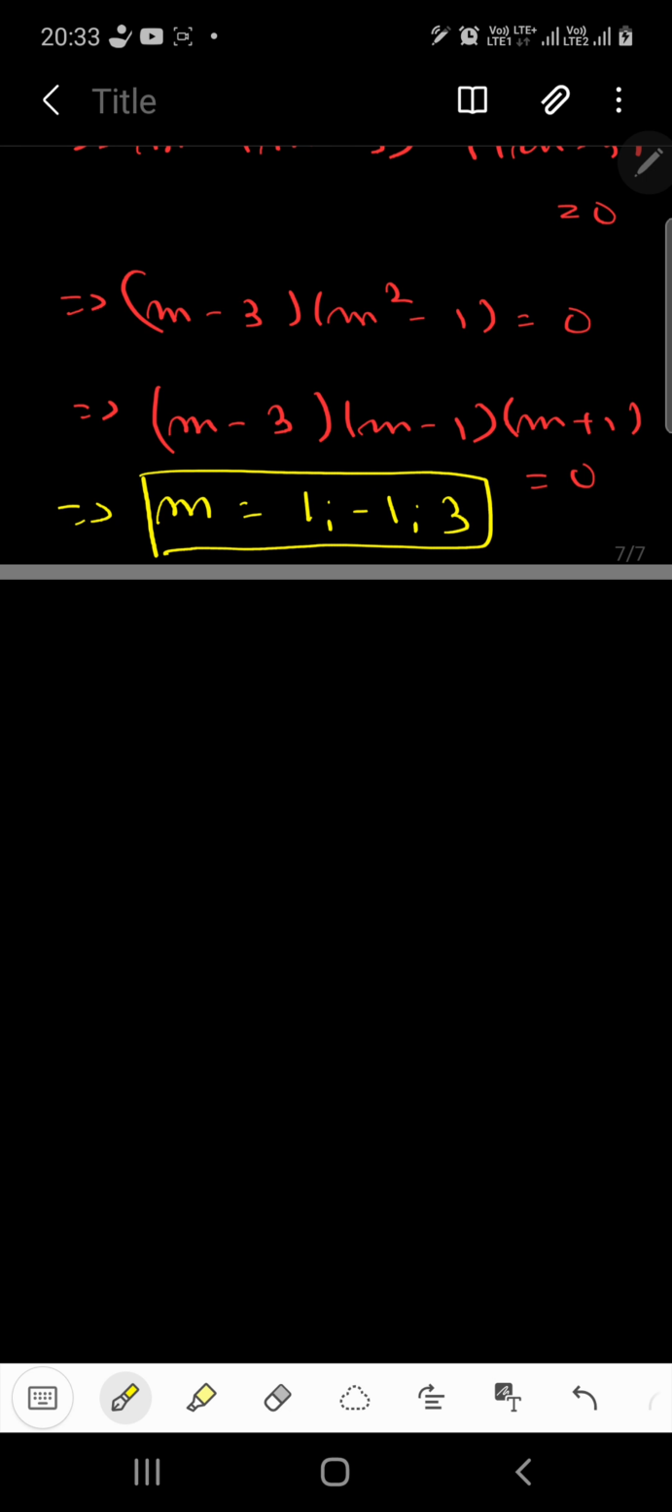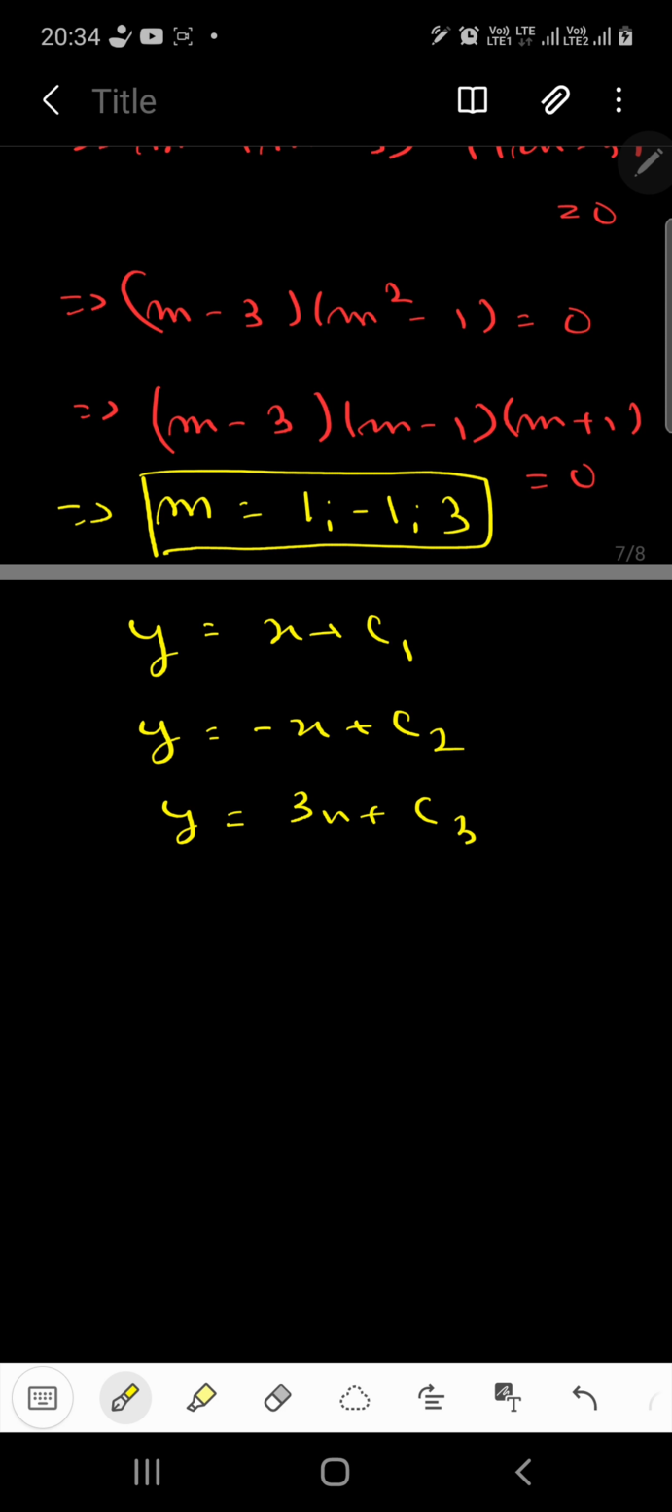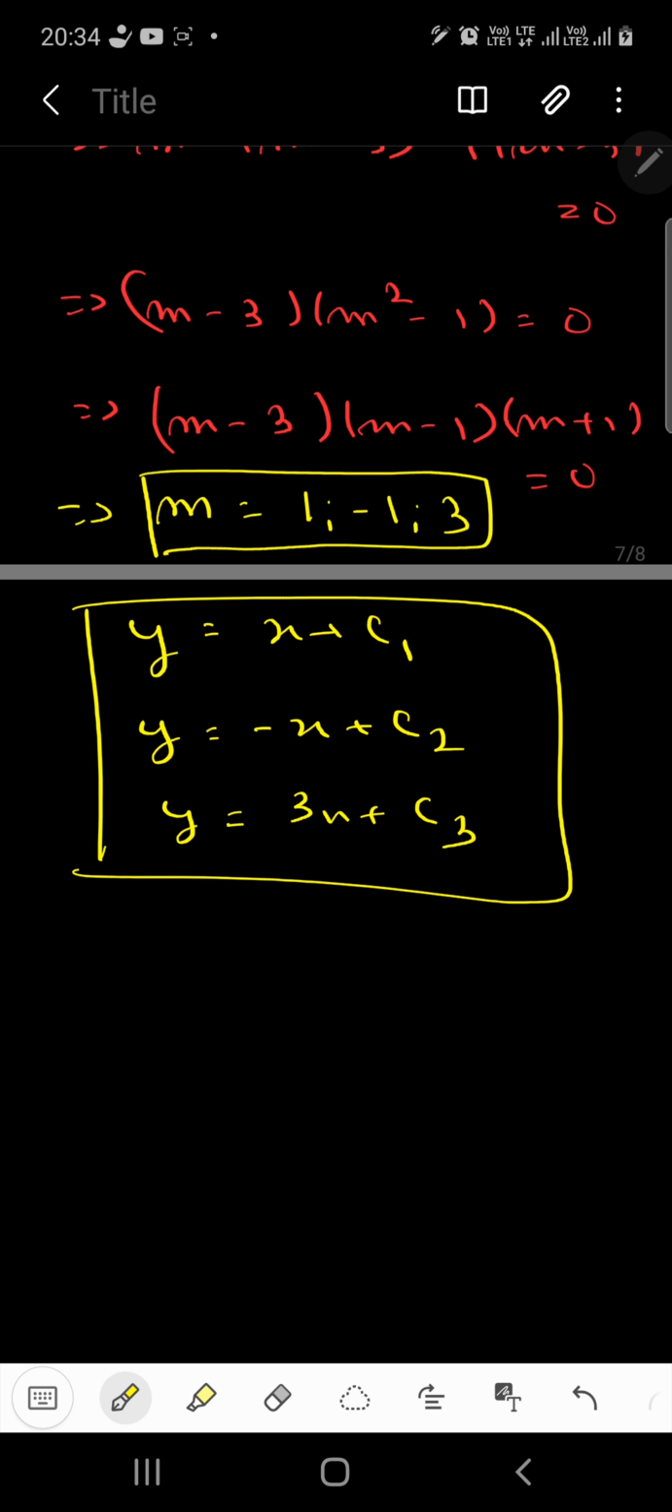So the equations of the asymptotes will look like y equals x plus c1, y equals minus x plus c2, and y equals 3x plus c3. Now we need to identify the y-intercepts of those asymptotes. There are two different methods to find the y-intercepts, depending upon whether you have repeated values of m or not. In this case we do not have any repeated values of m, all are distinct, so we can go through the normal method to find the value of c.